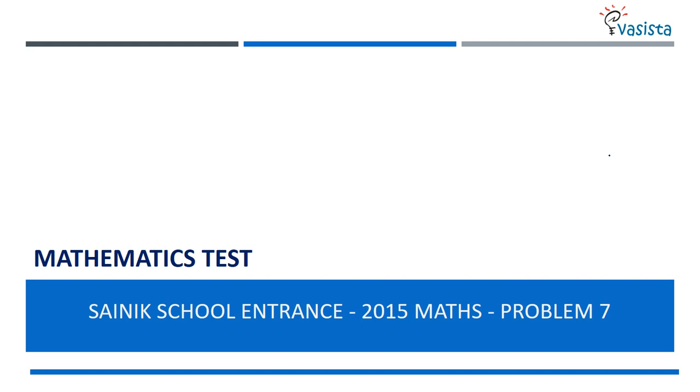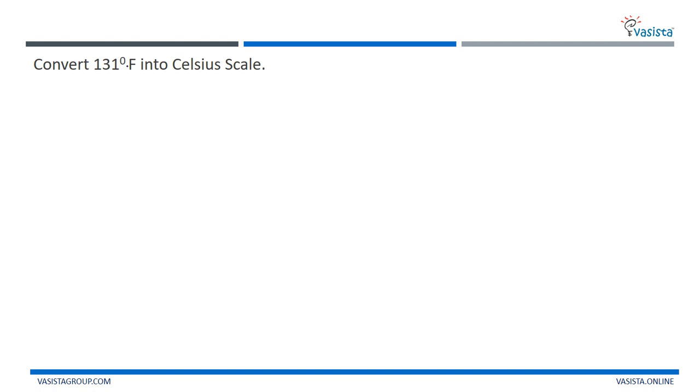Fine, let us go with problem number 7 here. Convert 131 degrees Fahrenheit into the Celsius scale, right? So we have to convert Fahrenheit to Celsius. We know that C/100 = (F - 32)/180. Just substitute, you are going to get the answer.